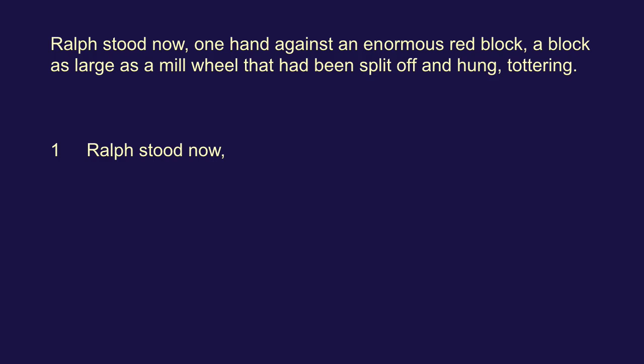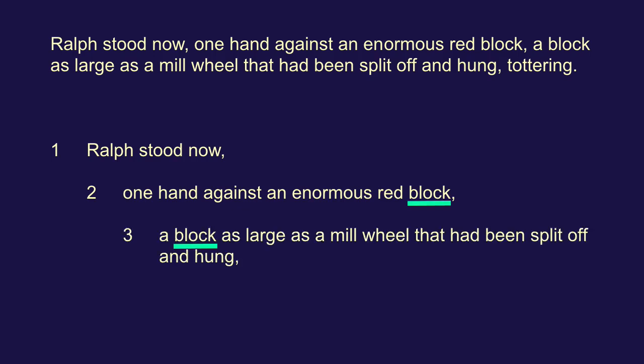And in order to make it more specific, he drops into the level two. He goes from Ralph to his hand. And then he introduces that enormous adjective, red block. And he wants to focus on that block. So he repeats it. And he adds a comparison, as large as a mill wheel. And then very strong vocabulary: split, off, hung, and finishing with tottering.